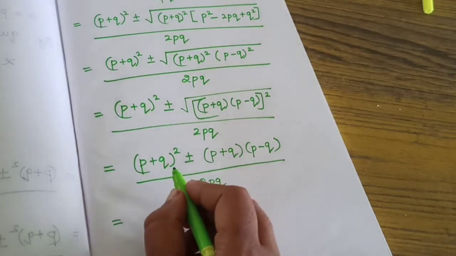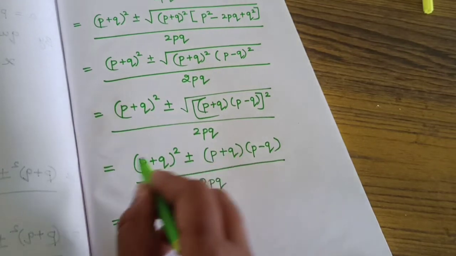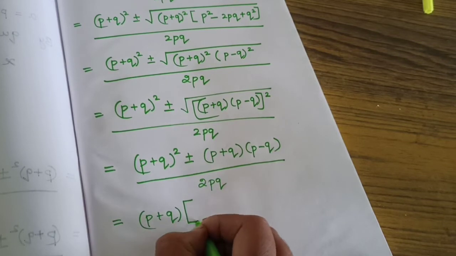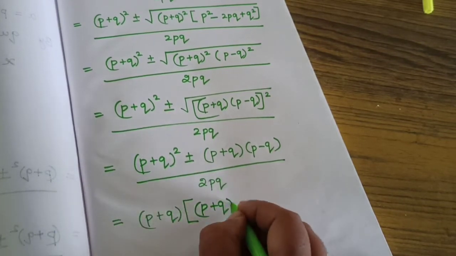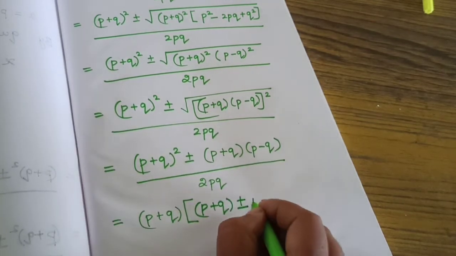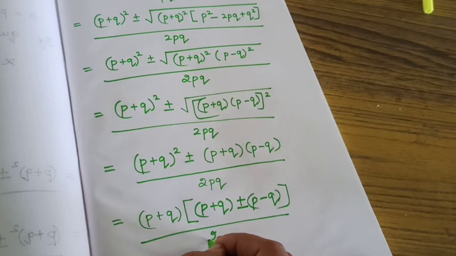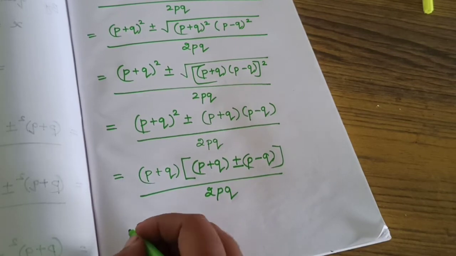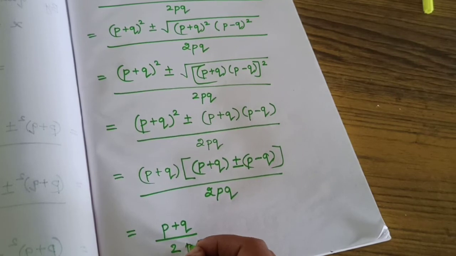Okay, listen. Now, again one term is common. Which one? Here p plus q the whole square, here p plus q into p minus q. So here also p plus q, here also p plus q. So p plus q we can take common outside. Inside, what will be the term? P plus q, one term will be there, plus or minus p minus q, one term will be there, by 2pq. Got it?